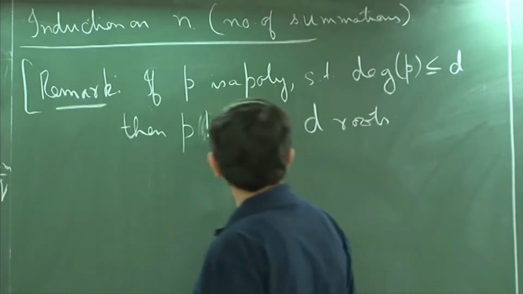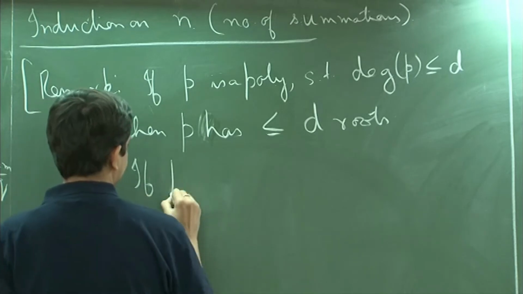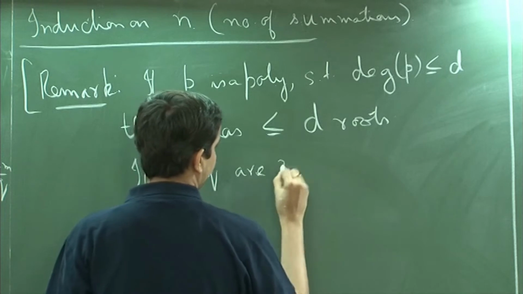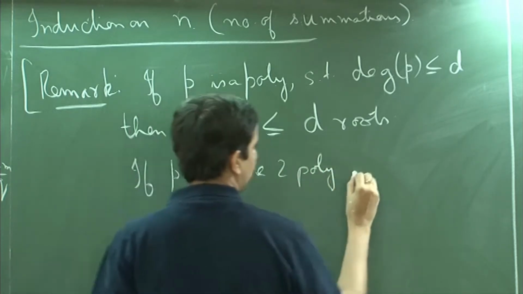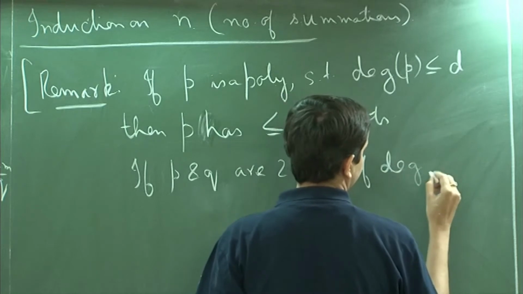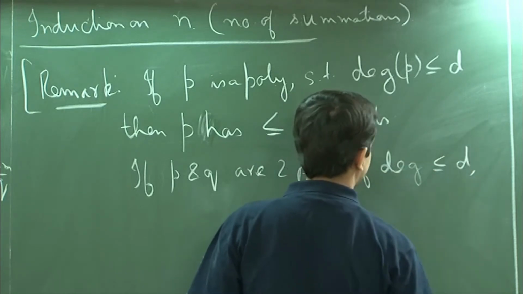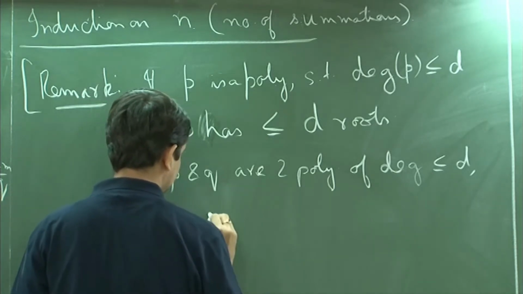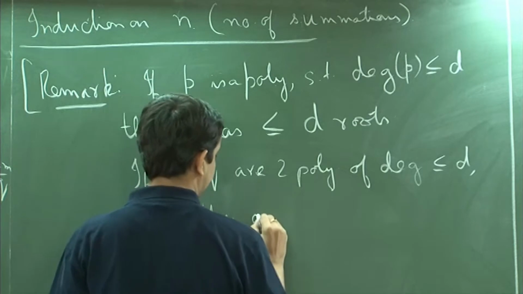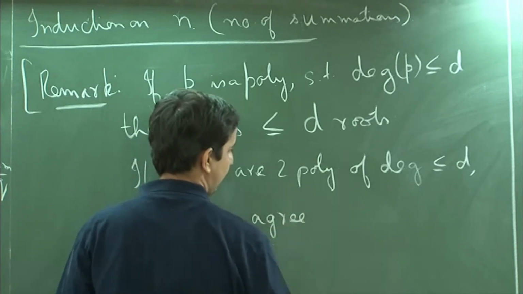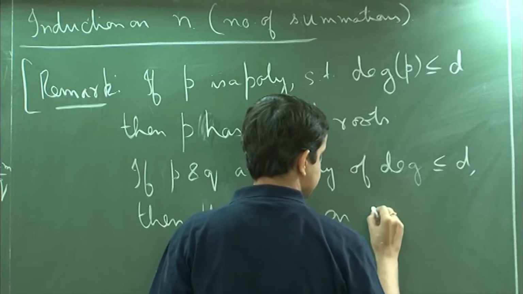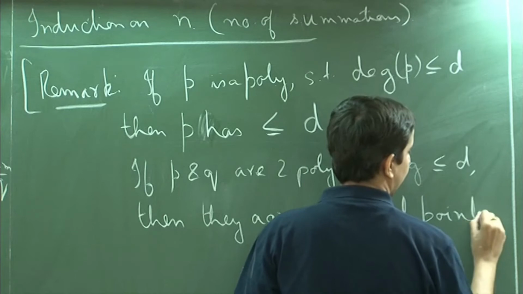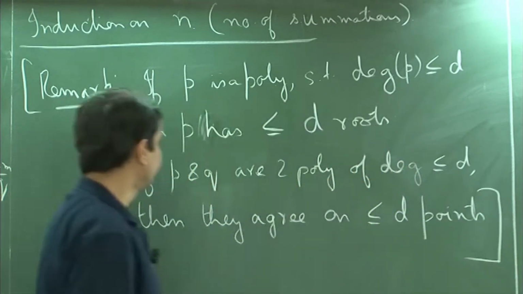And a corollary of this fact is that if P and Q are two polynomials of degree at most d, then they agree on at most d points.